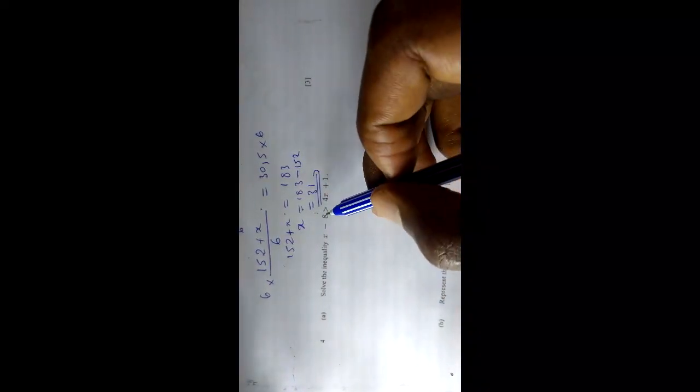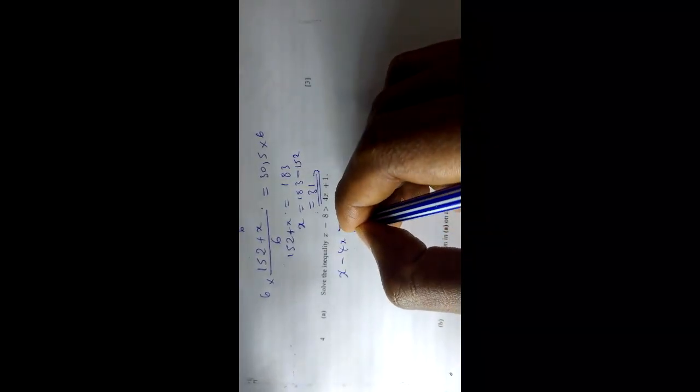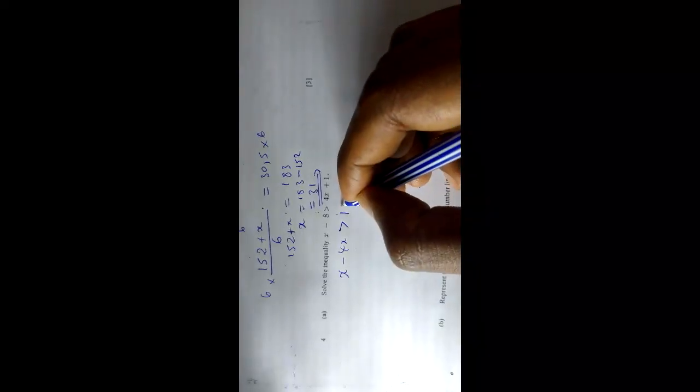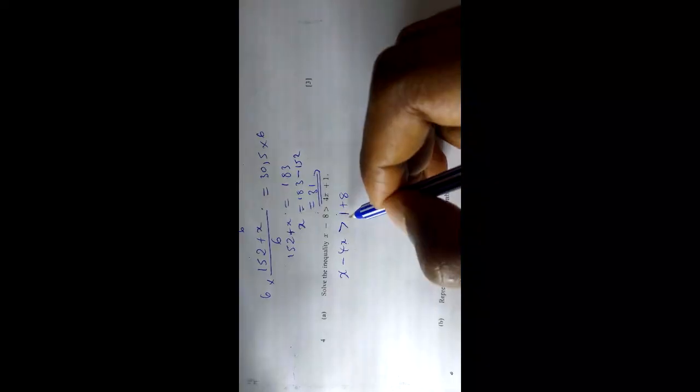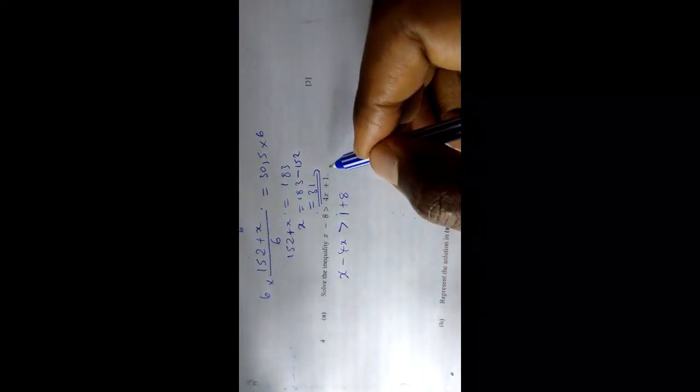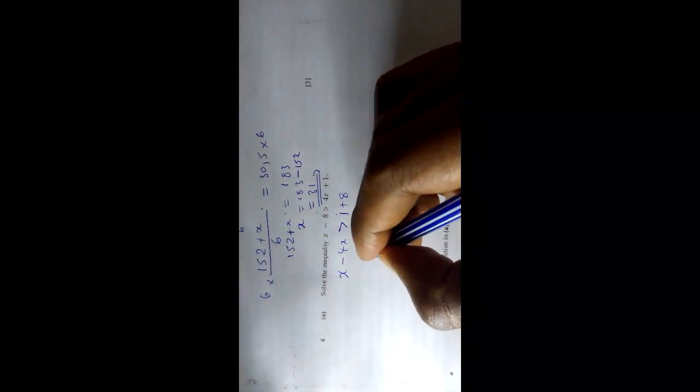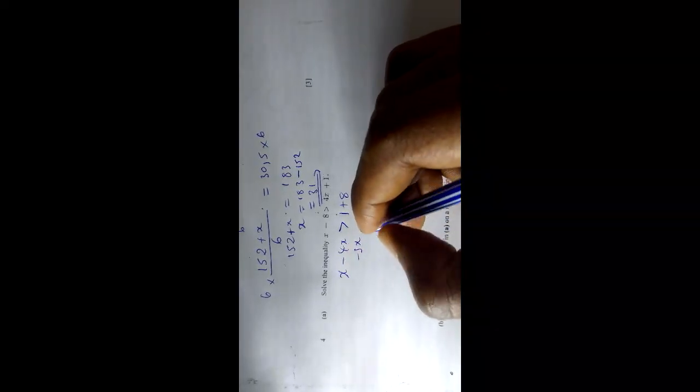So here, if we're going to put this minus 8 to this side and this 4x to this side, it's going to be x minus 4x is greater than 1 plus 8. So if we subtract 4x from both sides, you're going to have x minus 4x. And if we add 8 to both sides, you're going to have greater than 1 plus 8. So x minus 4x, that is minus 3x, is greater than 1 plus 8.